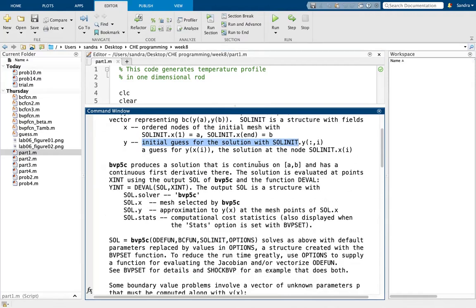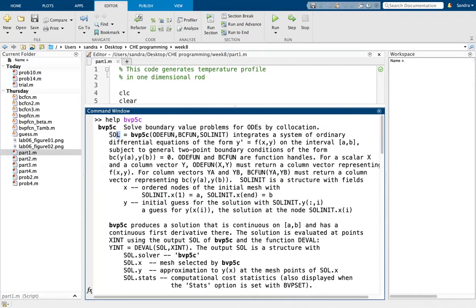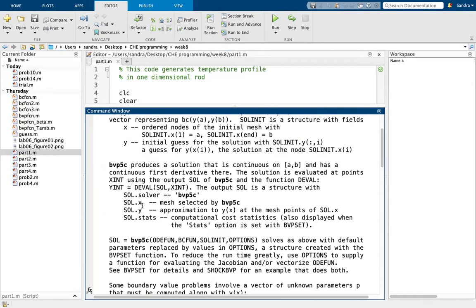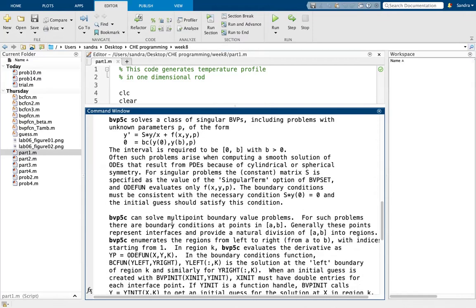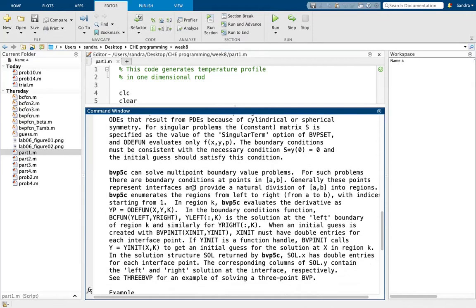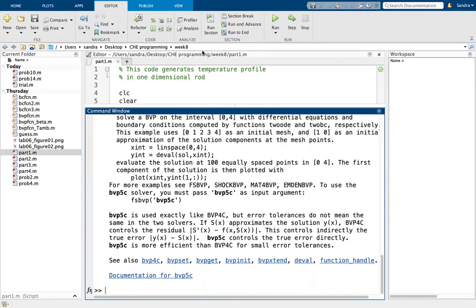Now BVP5C will have the solution, out of which sol.x will give you the gridding that you took, and sol.y will give you the output. In our case, we'll have two outputs in sol.y: the temperature and also the temperature gradient. Okay, so the other things you can just go and see how they work. All the rest of the things you can just read.